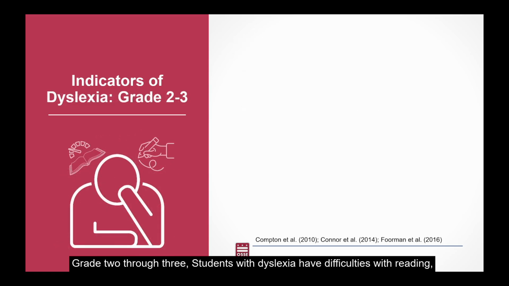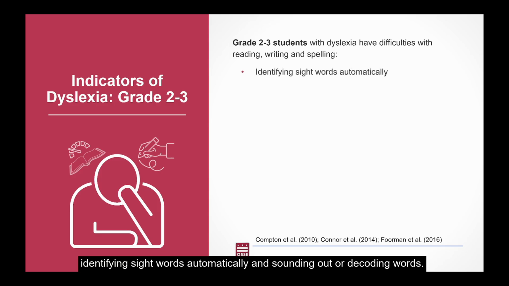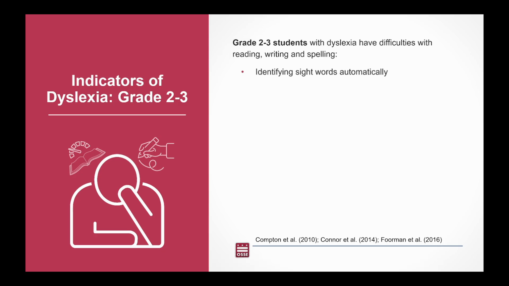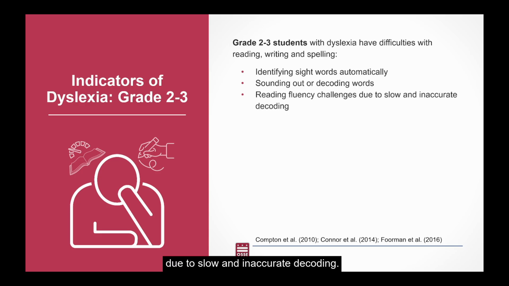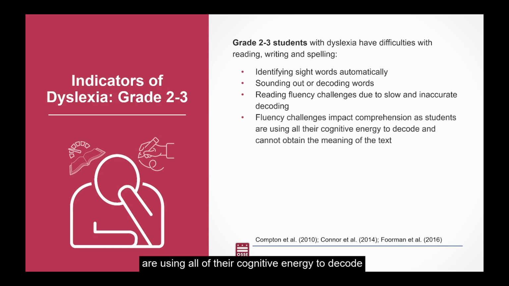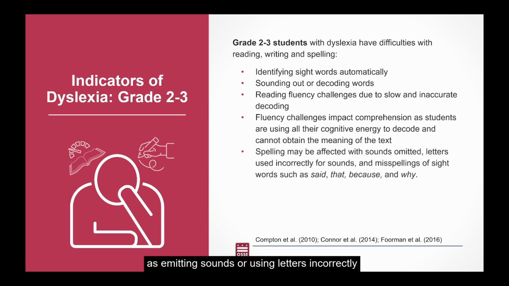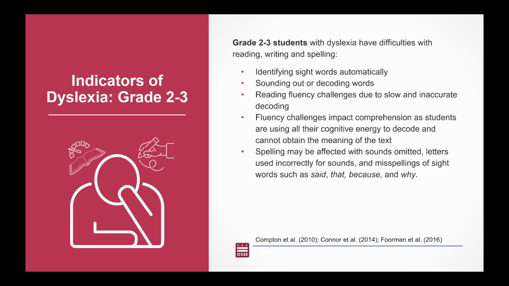Grade 2 through 3 students with dyslexia have difficulties with reading, writing, and spelling, such as identifying sight words automatically and sounding out or decoding words. They may experience challenges with reading fluency due to slow and inaccurate decoding. Reading fluency challenges impact reading comprehension because students are using all of their cognitive energy to decode, and cannot make meaning from the text. Students may experience spelling challenges such as omitting sounds, or using letters incorrectly for sounds, and in misspelling sight words such as said, that, because, and why.